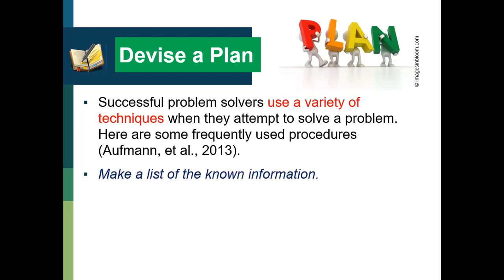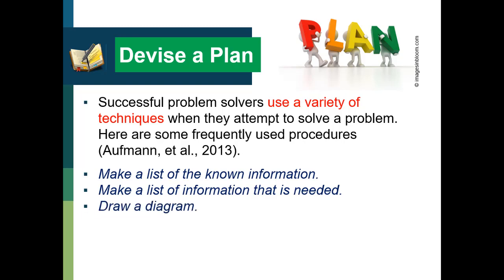The first one, make a list of the known information. It's very true because you really have to take note of the known information. Then make a list of information that is needed. What are the unknowns or what are the needed information?